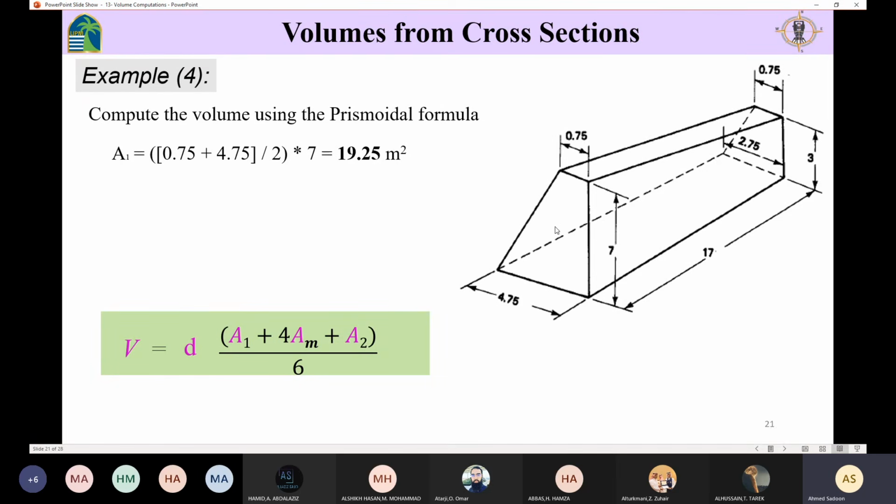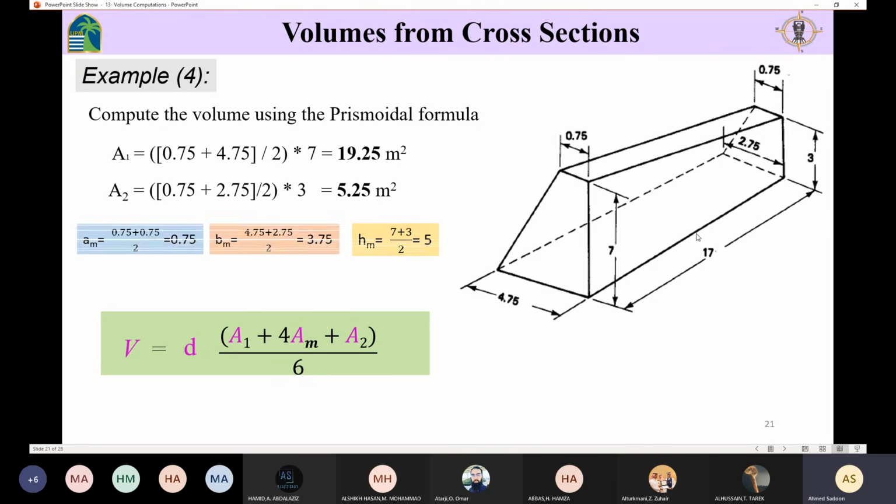So the value of A1, which is here, is going to be this dimension plus that dimension, these two parallel dimensions, over 2 times the distance between them, which is 7. Then to determine A2, this dimension plus that dimension, two parallel dimensions, over 2 times the distance between them, which is 3. Then to determine the value of AM, we need to create the corresponding dimensions. We have AM here, which is going to be this plus that over 2.